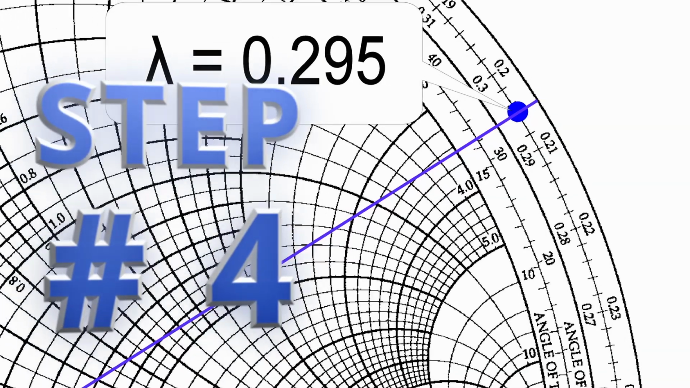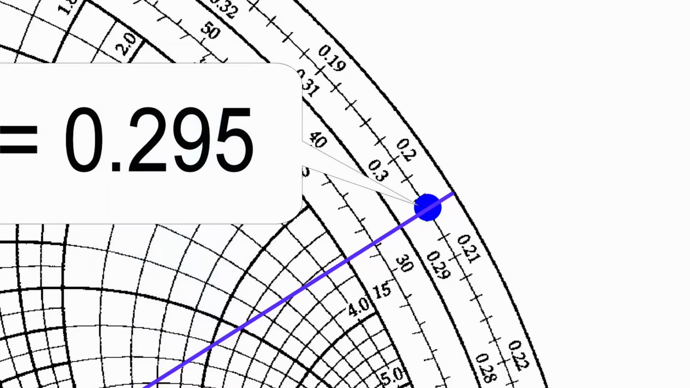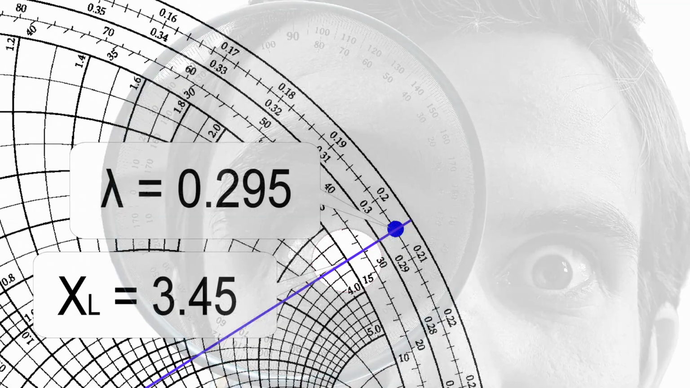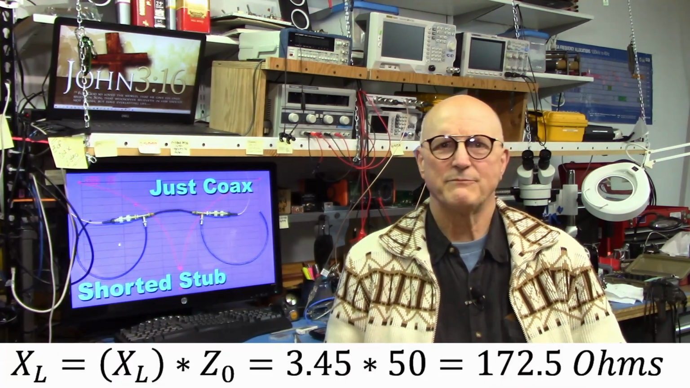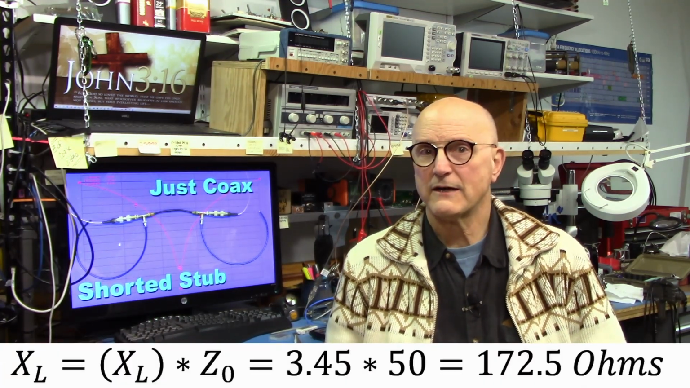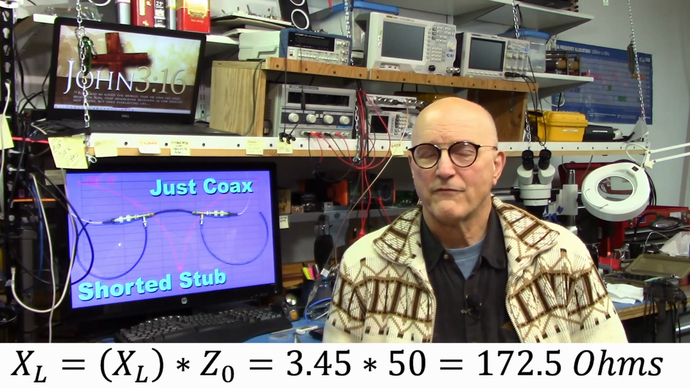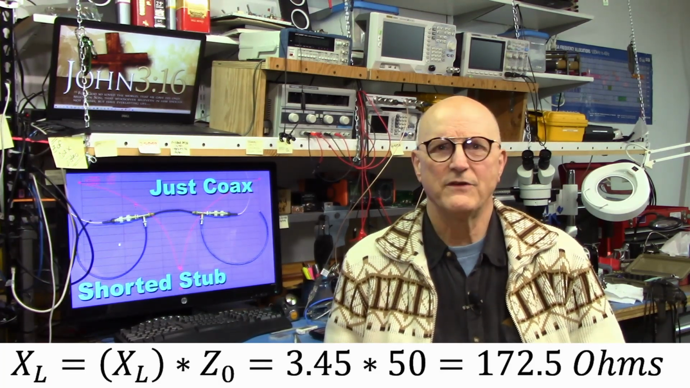Step 4. Now we move to the outer edge of the inner part of the Smith chart and read the value of the normalized inductive reactance. I used my calibrated eyeball and I see 3.45. Step 5. Our next step is to unnormalize the value we just read from the Smith chart. We do this by simply multiplying the normalized value by the characteristic impedance of the coax, or 50 ohms in this case. So we get 3.45 times 50, which gives us 172.5 ohms.